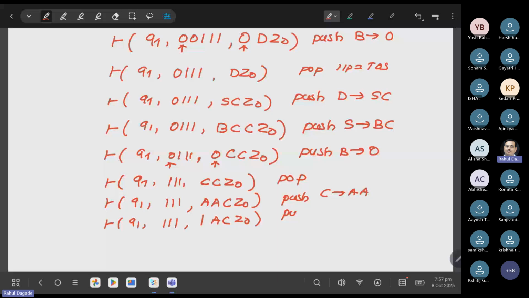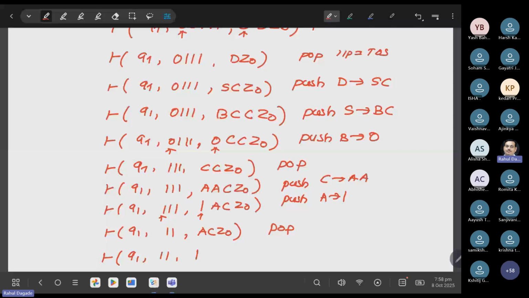Now similarly Q1 1, 1. A is converted as 1. What is happening? It is not matching. C is again... so what is C? C gives A or AA? C gives AA. So that's what it is. BC 0. C is AA. And one more C AA. So that means 0, 0, 1, 1.